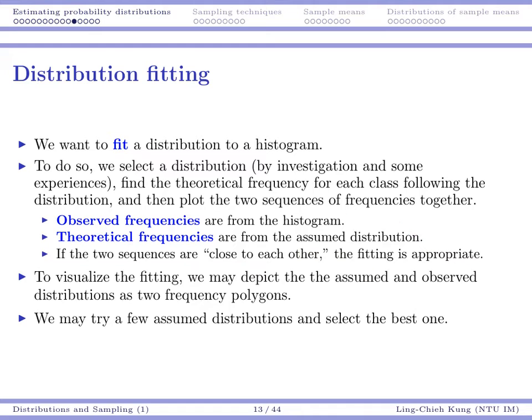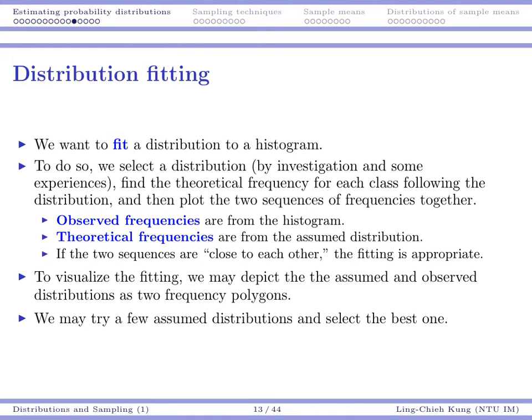If our hypothesis is right, how many values should exist in that particular class? If the two sequences are close to each other, then the fitting would be said to be appropriate. Even though we do have some theoretical methods to judge how close they are, we're not going to talk about it here. All we need to do is to intuitively verify whether they are close or not.